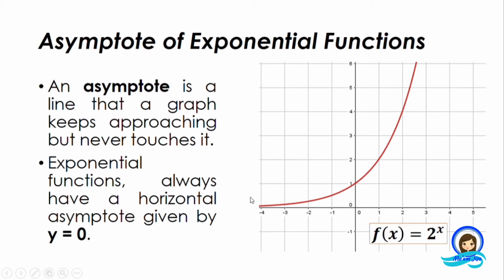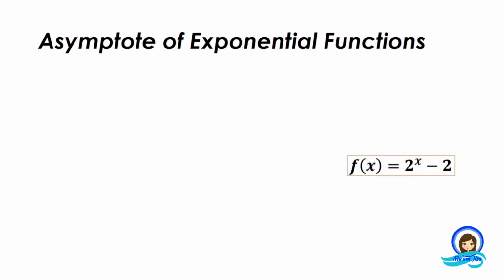For instance, we have this given function, f of x equals 2 to the power of x, and this is its graph. If you have noticed, as the graph takes more negative values, the graph also approaches the line y equals 0. Therefore, this is our horizontal asymptote. You have to remember that exponential functions do not have any vertical asymptote. It's always none.